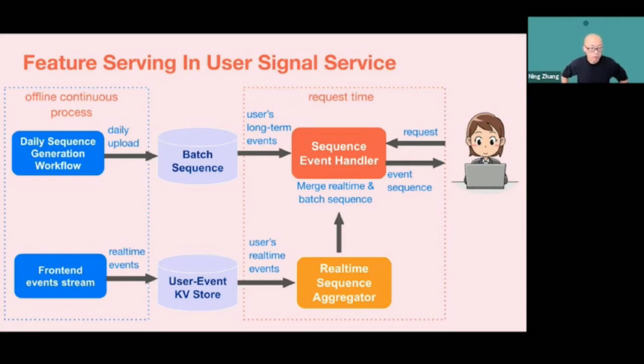At the bottom, we have the front-end event systems that listen to the Kafka streams and send the real-time events to the user event KV store. Usually, the latency for that is from seconds to a minute. At request time, when the user comes in, we send the request to the service event handler. And this event handler pulls the user's long-term sequence from the batch sequence as well as the real-time sequence. And then it merges those two data sources based on the timestamps. Next slide, please.